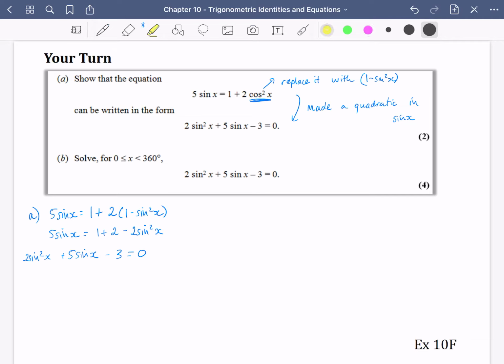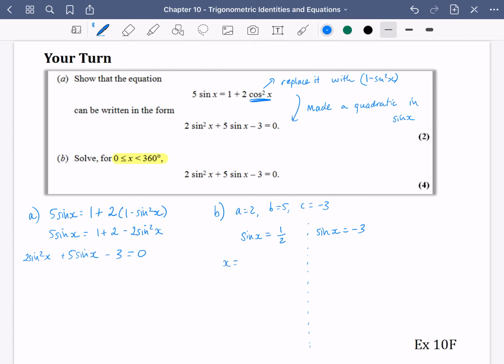Okay, the next part of the question wants us to solve it. Here is my range between 0 and 360. So for part B of the question, I'm going to go to my equation solver on my calculator. We can see that A is equal to 2, B is equal to 5, and C is equal to minus 3 on my quadratic solver. So I've got 2, 5, and minus 3. This therefore tells me that sine x is either equal to a half or sine x is equal to minus 3. And I'm going to start off looking at sine x is equal to a half to begin with.